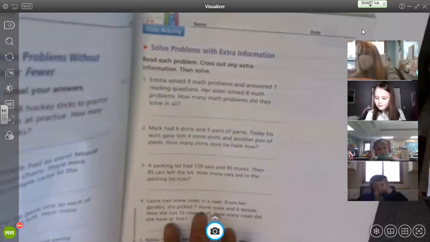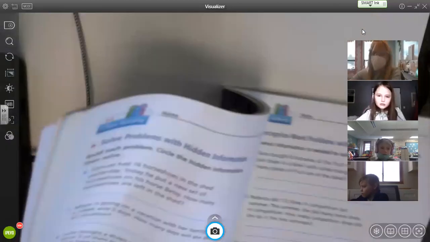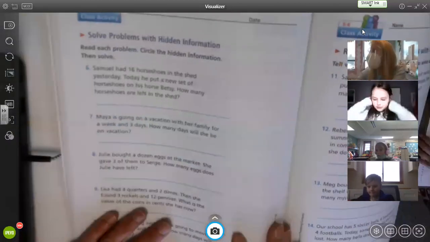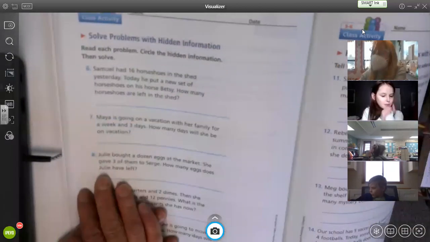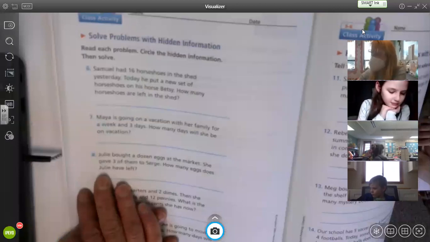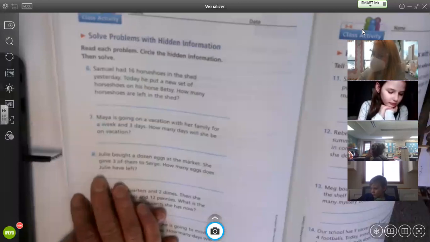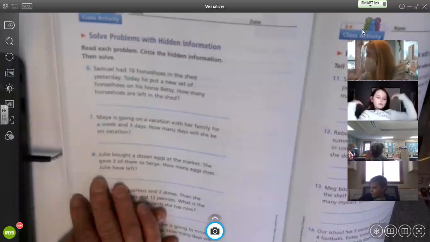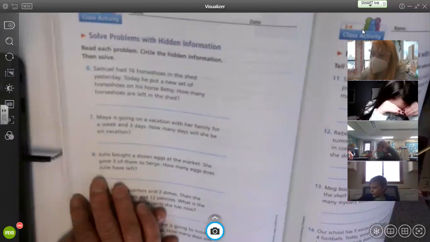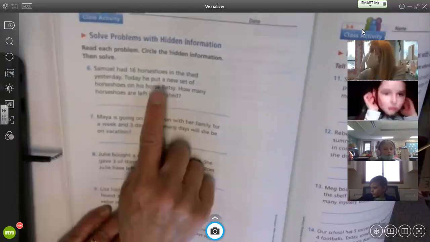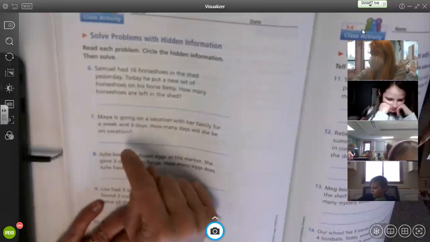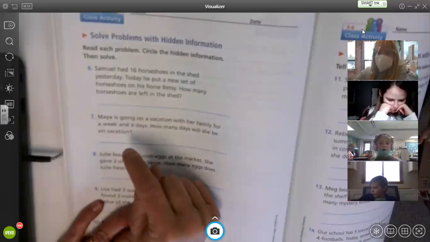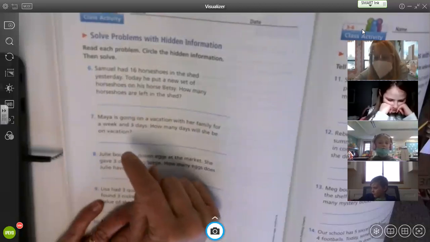We also looked at yesterday problems with hidden information. Who can remind me what hidden information is? Lucas, what is hidden information? Information you need to know, but why do we call it hidden? Why is it hidden? Yeah, Ellie. Because it's in a word, but it's a word that we know is a type of number. Okay, it's hidden in a word, but it's a number word.